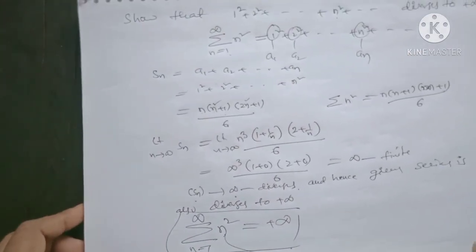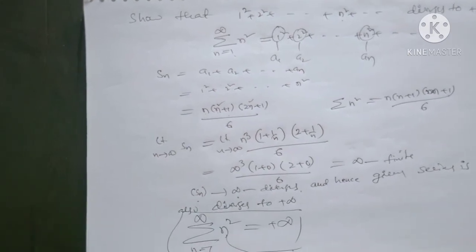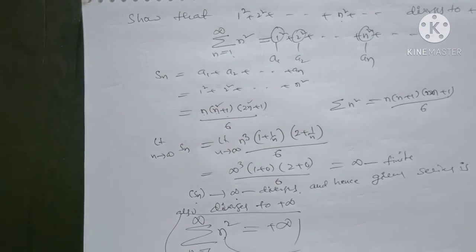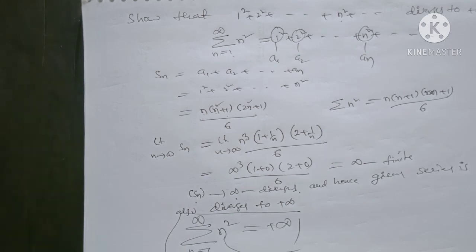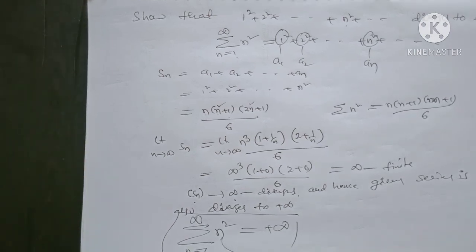So in this lecture we studied the definition of an infinite series, positive term series, absolutely convergent, alternating series, and how a series converges or diverges.